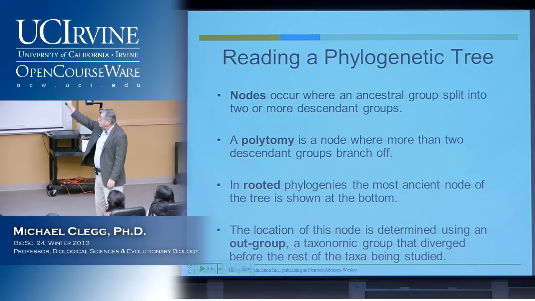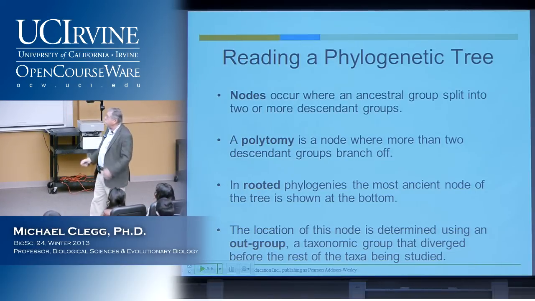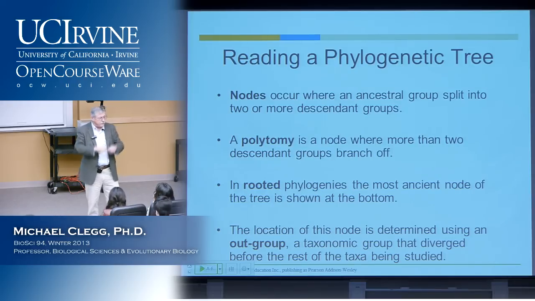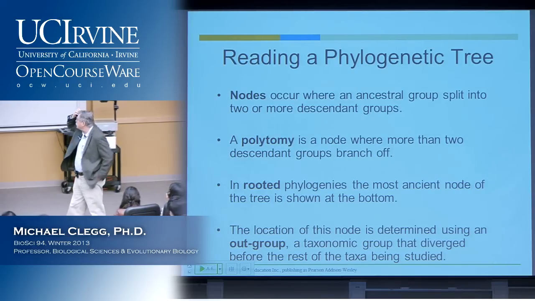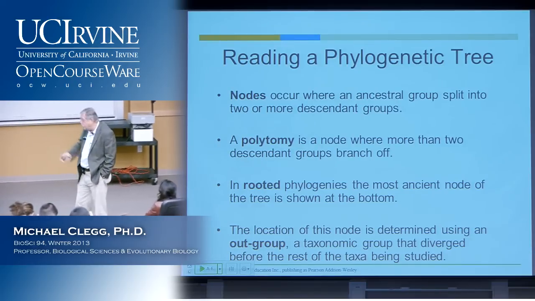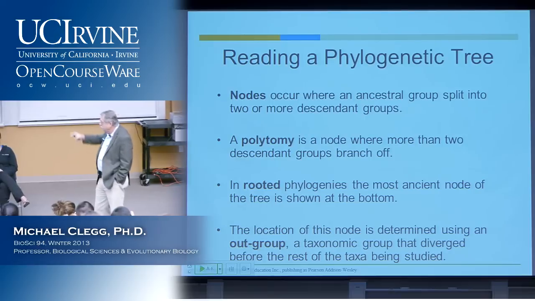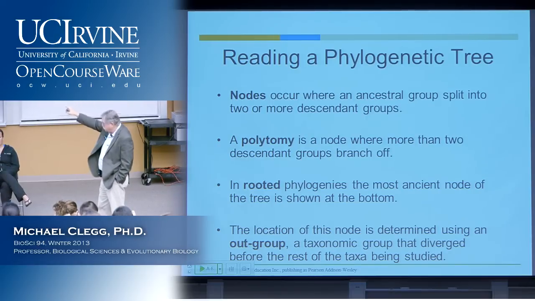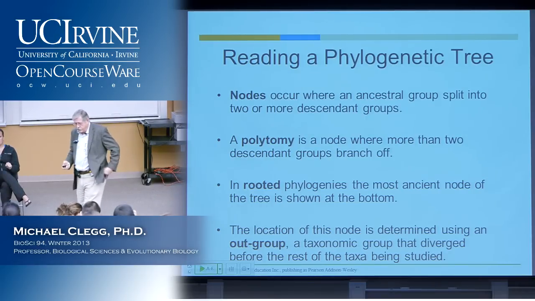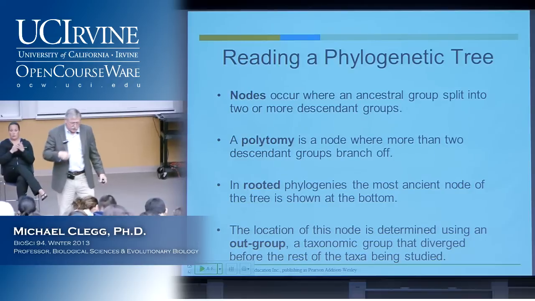Nodes, I've already told you. A polytomy is where there are 3 branches that go off from the same node. Okay? A rooted tree, that's one that's oriented in time. I've already mentioned that. And we actually try and determine how to orient them in time by using what's called an outgroup. That's the oldest.